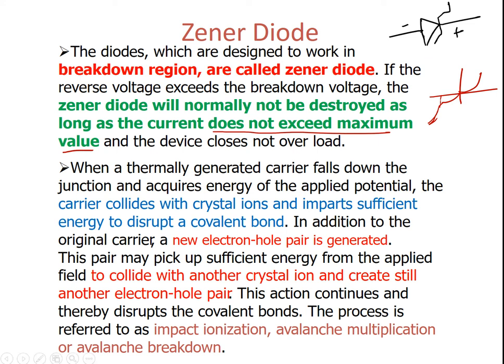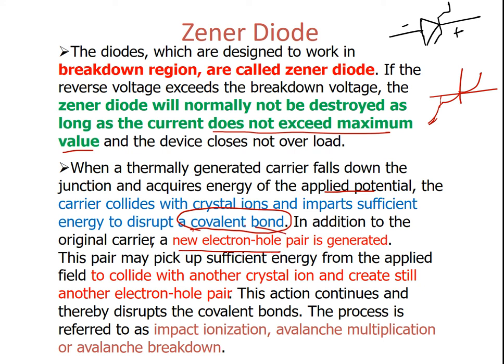So basically what is happening here: when the external voltage is supplied, the thermally generated carriers fall down the junction, and they acquire additional energy due to the applied potential. Once they acquire the additional energy, we have the n-type and p-type materials, and we have majority and minority carriers, so they will be colliding with each other, and it will break down the covalent bond. Once the breakdown of the covalent bond happens, we will get new electron and hole pairs.